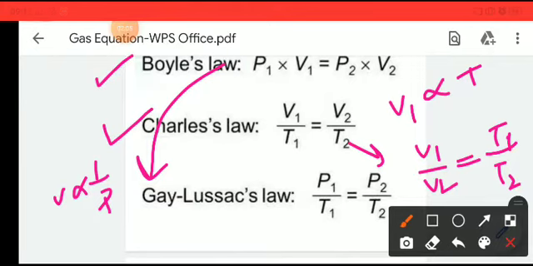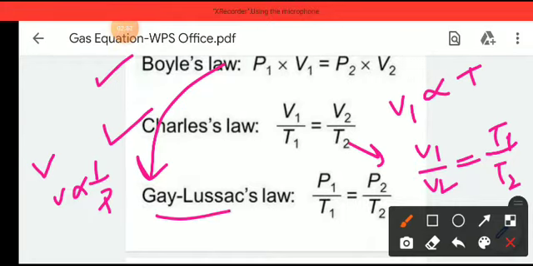Boyle's law states that at constant temperature the volume of a particular gas is inversely proportional to the pressure, and Charles' law states that if pressure is constant, then volume is proportional to the absolute temperature of that gas on the absolute scale. So we have already discussed Boyle's law and Charles' law and know their mathematical expressions.